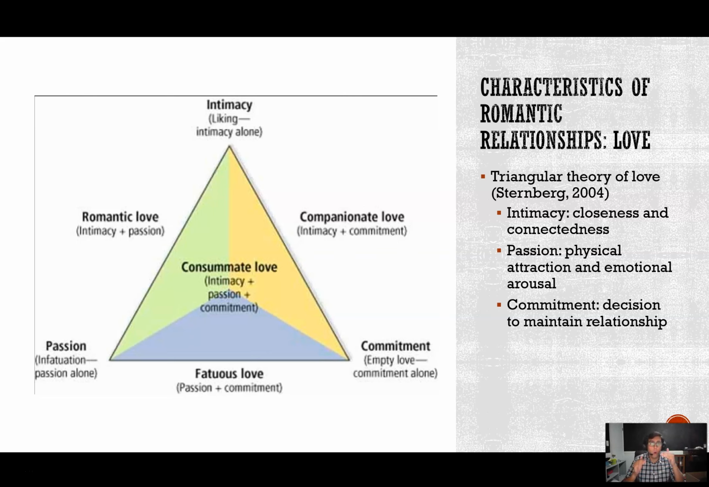If we have only one, just intimacy, then we have liking. If we have just commitment, we have empty love. And if we have just passion, it is infatuation. Then we can have just two, where we get romantic love, companionate love, or fatuous love. But if we have all of it, we have consummate love, and that is what we should strive for.